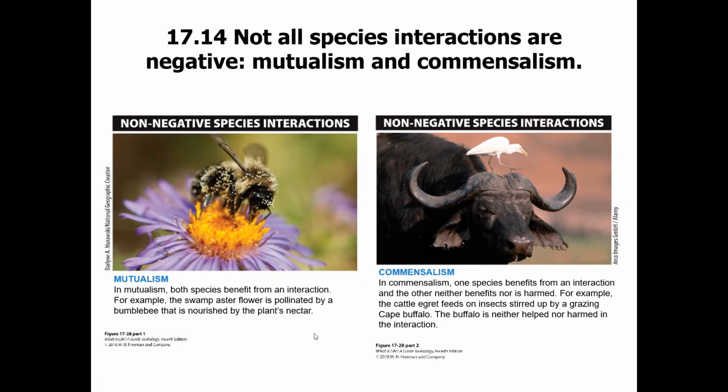Then we have commensalism, in which one species benefits but the other species is unaffected. The example here is the cattle egret, the white bird right here, which feeds on the insects that are stirred up by the Cape buffalo. The buffalo doesn't really get anything out of this interaction. It just happens to whip up insects, but the cattle egret gets free food. So it benefits because it gets nourishment, but the buffalo isn't being harmed by this. It's just a byproduct of the buffalo trying to get insects away from it.